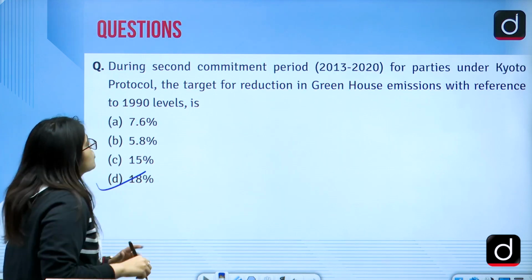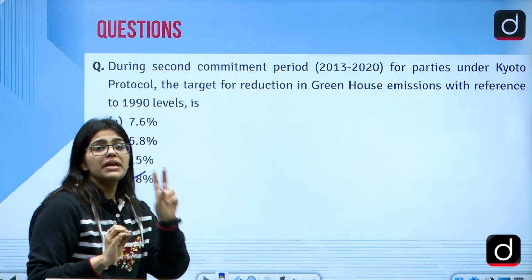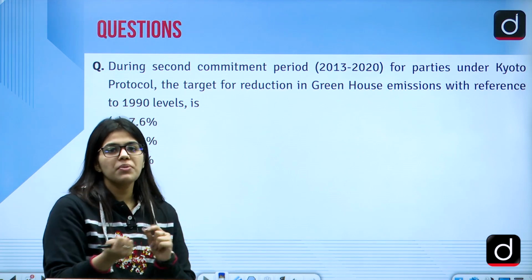I would read the question again. During the second commitment period, there are two commitment periods of the Kyoto Protocol, and we will be looking at the explanation, and the things would be clearer.